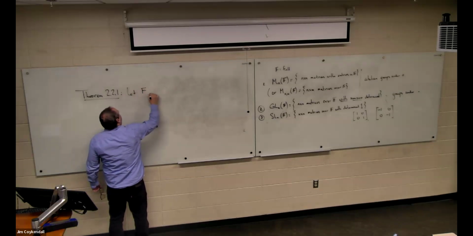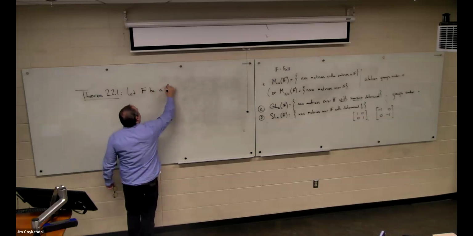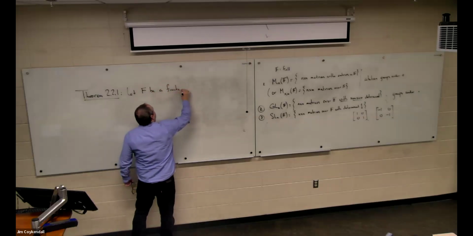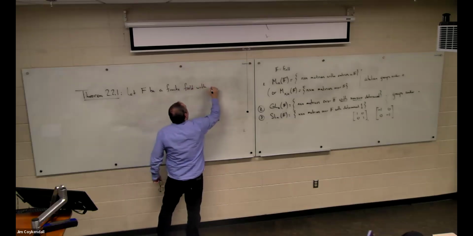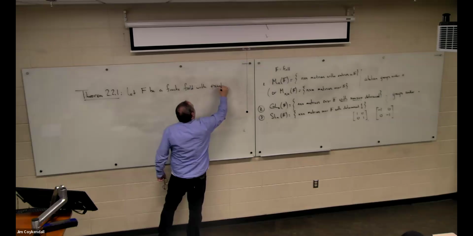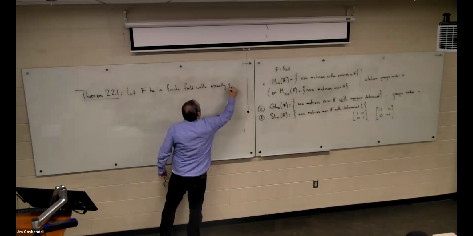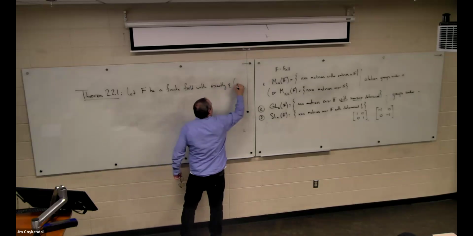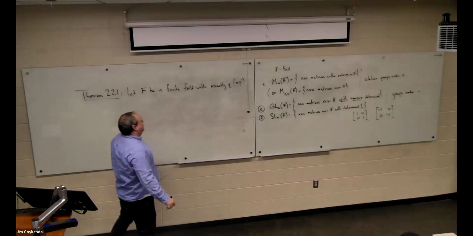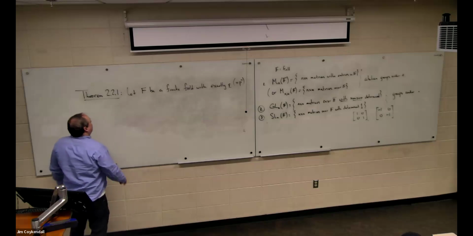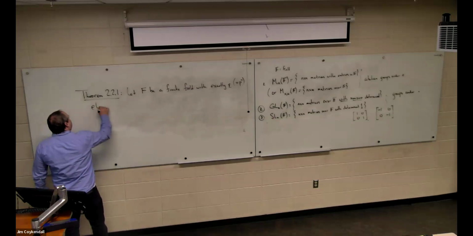Let F be a finite field with exactly Q elements. I'm going to call it Q, but as I noted before, any finite field has to have a prime power number of elements.